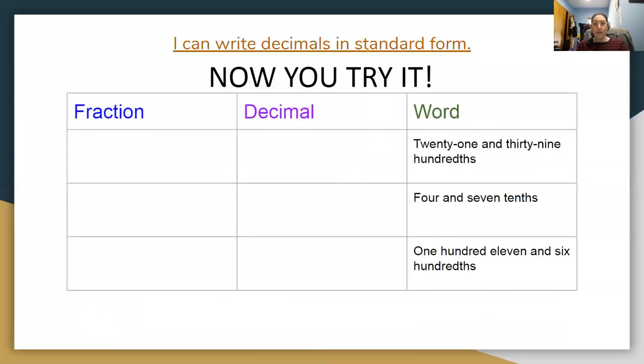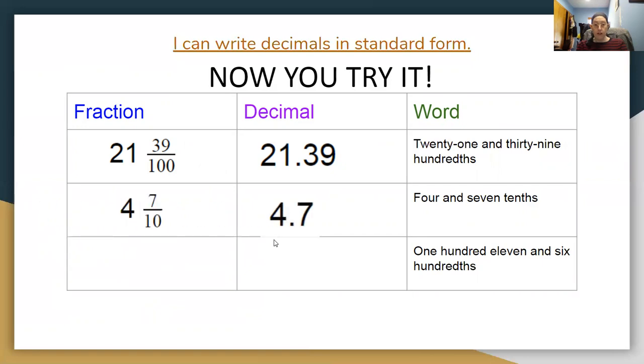I want you to try these 3 questions now. For each of these 3 numbers, you write down the decimal and the fraction. Pause the video. So for the first one, 21 and 39 hundredths, we have the fraction and the decimal, 21.39. For the next question, 4 and 7 tenths, we have the fraction and the decimal, 4.7. And here's the third one.